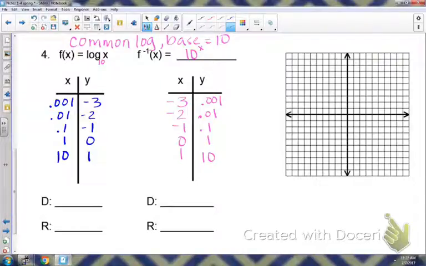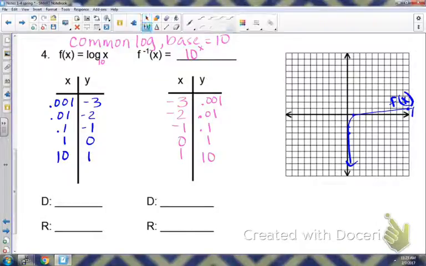Okay, so let's start out with graphing our log, which is our relation, the original. So it's 0.001, -3, and then 0.01, -2, and then 0.1, -1, 1, 0, and 10, 1. So notice that it's approaching the y-axis here. Anytime you have a log, it will be approaching a vertical line, which in this case is the y-axis. I'm going to label that as the original f of x function.